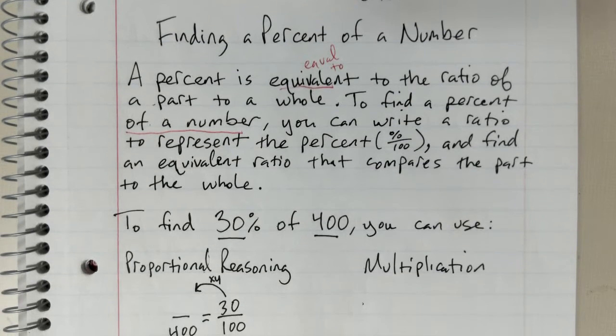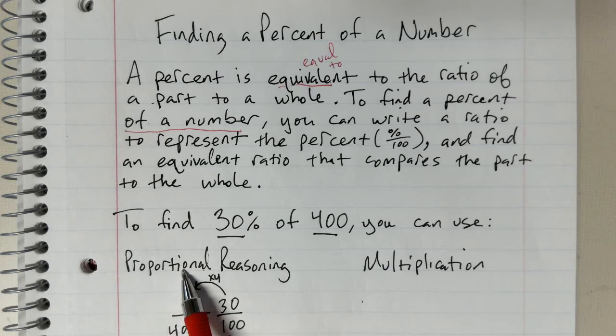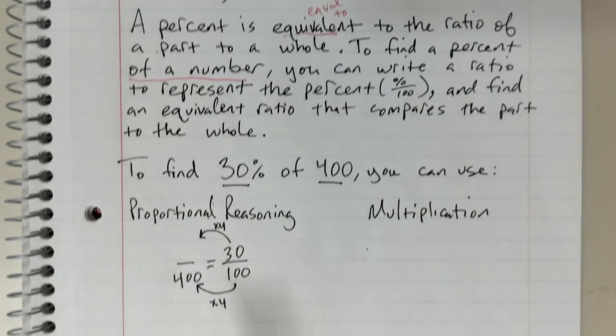So the problem is to find 30% of 400, we can use two different ways. The first way would be proportional reasoning. The second way for this type of problem would be multiplication.